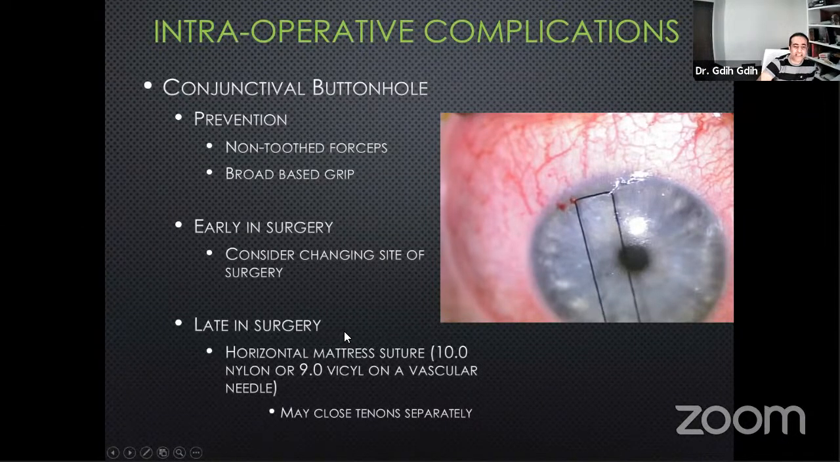If it happens later in surgery, then a horizontal mattress suture using either 10-0 nylon or 9-0 Vicryl on a vascular needle, closing that buttonhole, is very essential.